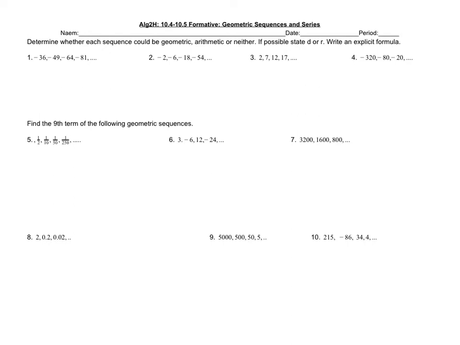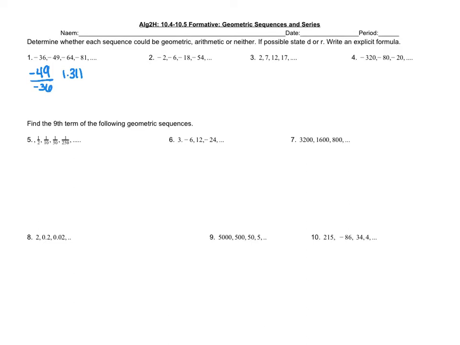Determine whether the sequence could be geometric, arithmetic, or neither. State the possible D or R and write an explicit formula. So if I try to divide 49 by negative 36, I get 1.311, which is not the same as negative 64 over negative 49.